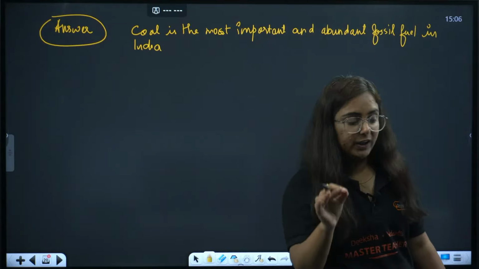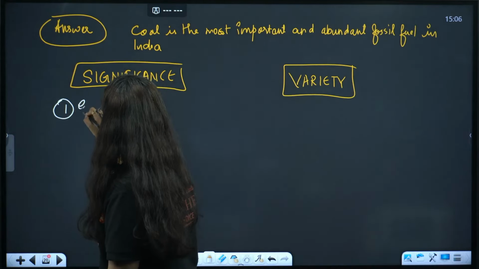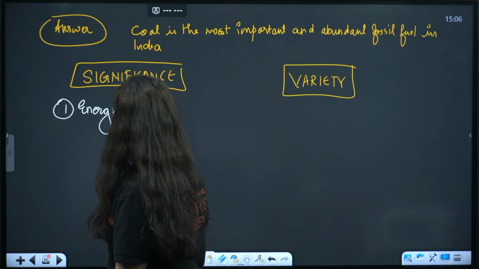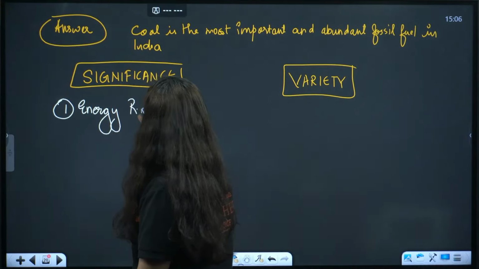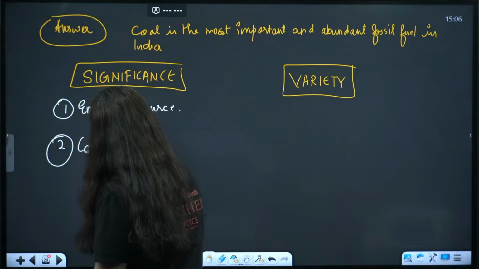The question asks about two things. What is the significance of this fossil fuel and what are the variety of coal available in India? We will discuss about both of them. Let us write points balancing 5 points. First thing, it is the basis of energy resource. It acts as a basis of energy resource. It facilitates so many commercial processes.